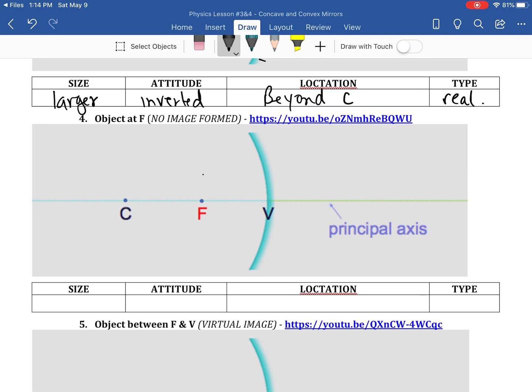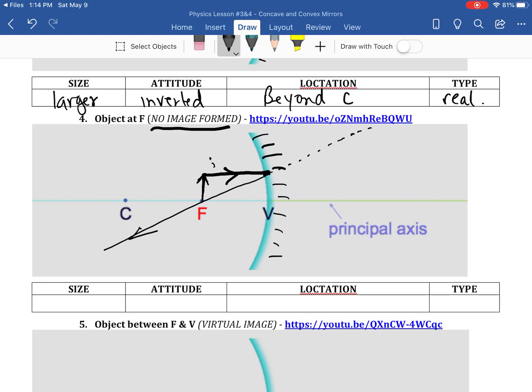The fourth one is object is at F. All right, so it's on top of F. Let's see. It says here no image is formed. I wonder why. Well, let's take a look. All right, top of the object, straight onto the mirror. Okay, that's my first incident ray. This is behind the mirror. Then straight, and then it reflects back straight through the focal point. Okay, there's my reflected ray.